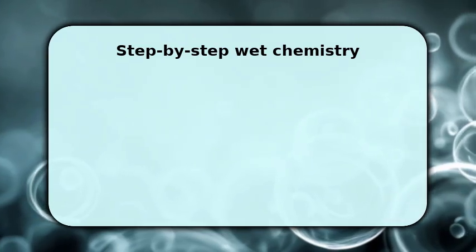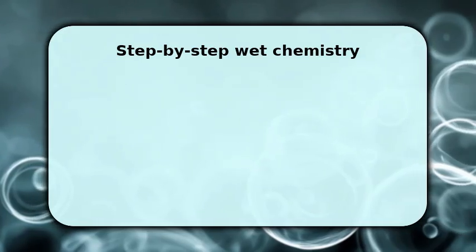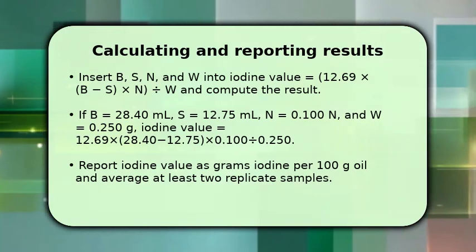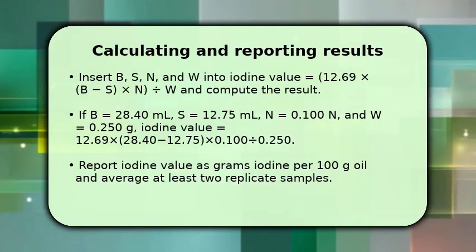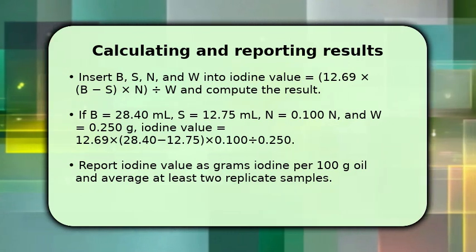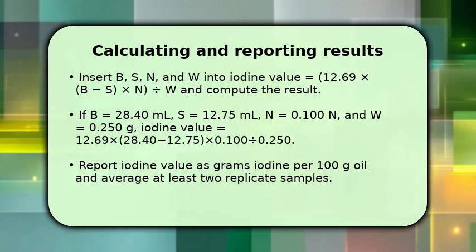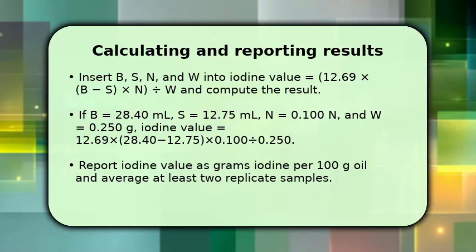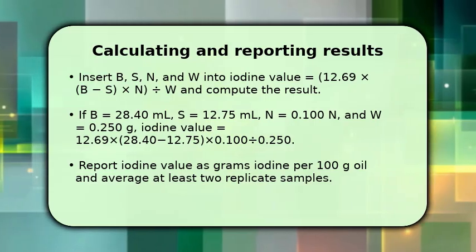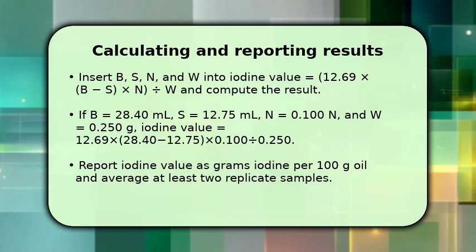To calculate, insert B, S, N, and W into iodine value equals 12.69 times (B minus S) times N divided by W. For example, if B equals 28.40 ml, S equals 12.75 ml, N equals 0.100 N and W equals 0.250 g, compute 12.69 times (28.40 minus 12.75) times 0.100 divided by 0.250 to get the iodine value in grams iodine per 100 grams oil.